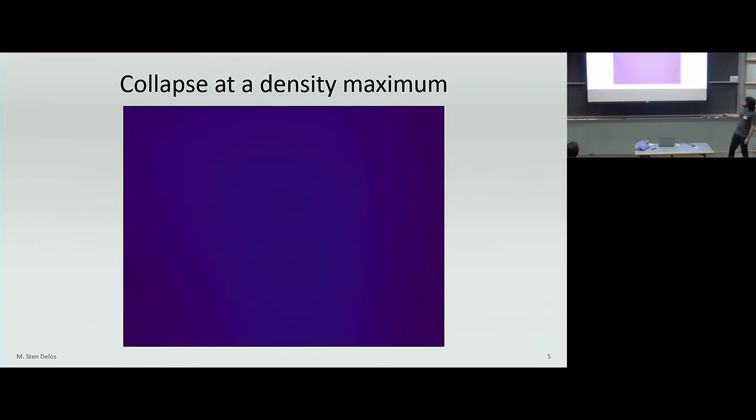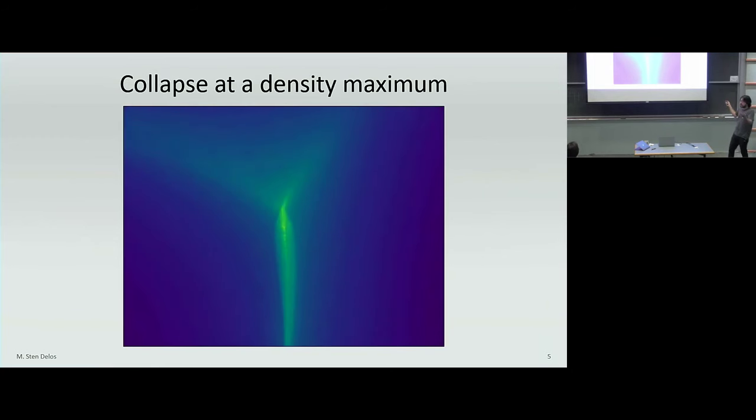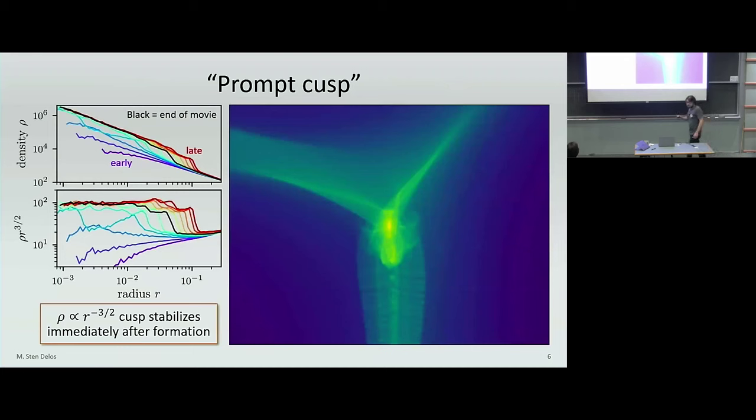So here is what that looks like. We have a local maximum in the density field getting smoothly amplified until at some point it essentially collapses into a compact structure all at once. And here is what that structure looks like. I'm showing the density profile. This is density as a function of radius, going from early times in purple to later times in red.